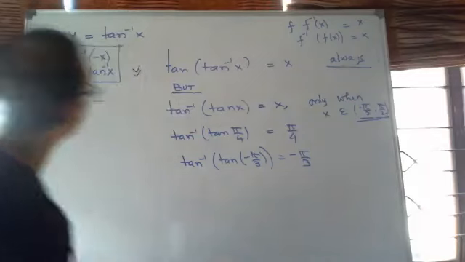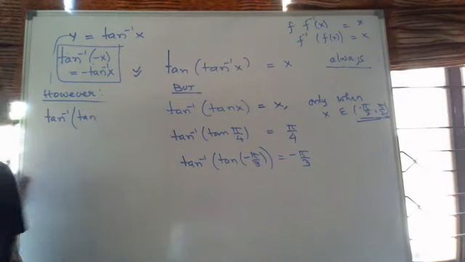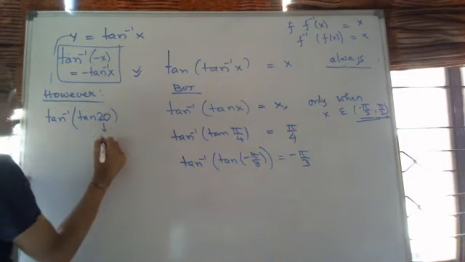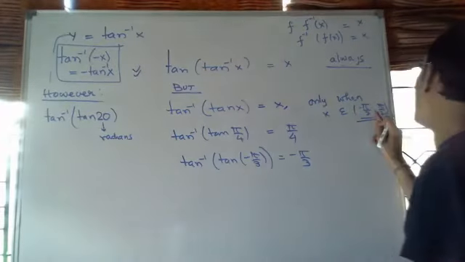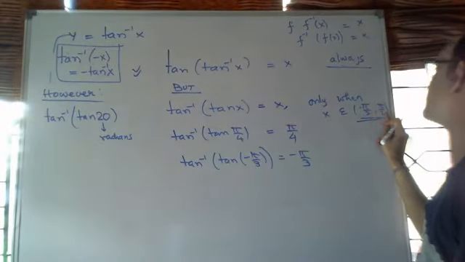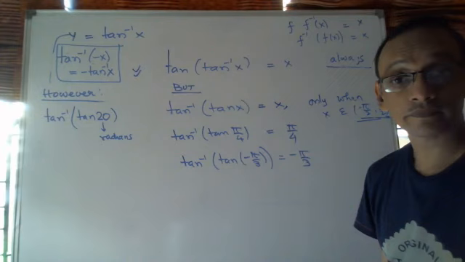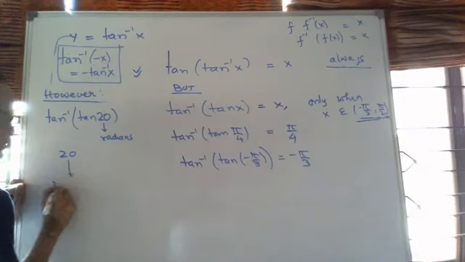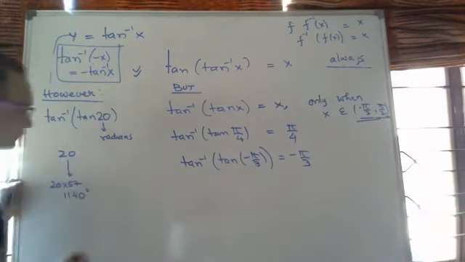Suppose I said tan inverse of, say, 20 radians, not degrees, radians. Now this can't be 20, because 20 radians does not lie between minus 1.5 radians and plus 1.5 radians. So it can't be 20. What I do is, 20 radians is roughly how many degrees? 20 into 57 degrees, roughly, because each radian is 57 degrees. So this is 1140 degrees roughly.